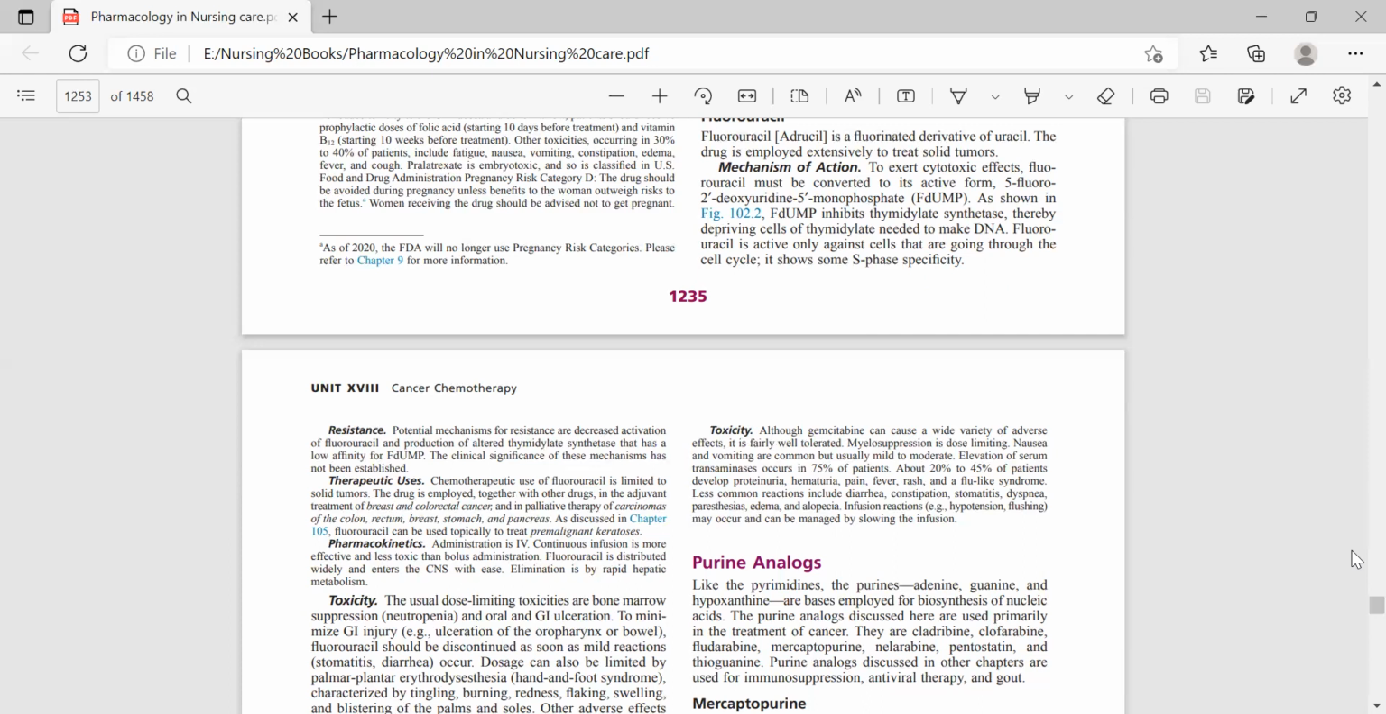Fluorouracil is active against only the cells that are going through the cell cycle, so it is S phase specific. The resistance develops due to decreased activation of fluorouracil and production of altered thymidylate synthetase. The therapeutic uses are limited to solid tumors, which include breast and colorectal cancers, and palliative therapy of carcinomas of the colon, rectum, breast, stomach, and pancreas. Fluorouracil is also used topically to treat pre-malignant keratosis.